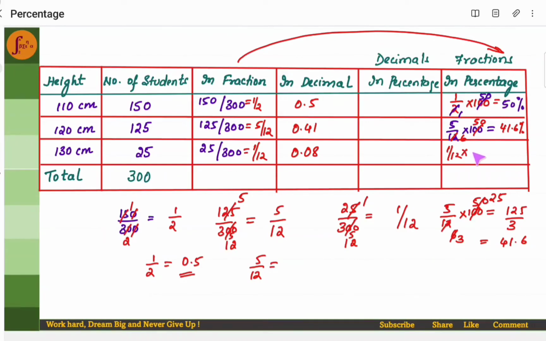Third one is 1 by 12. 1 by 12 multiply by 100. What does it give? 8.3, and then put percent symbol. Right? So is this clear?